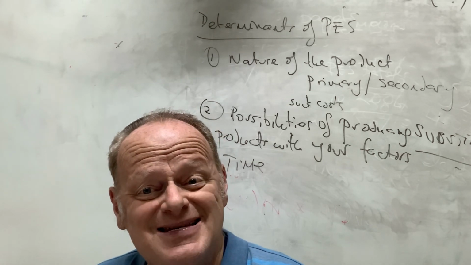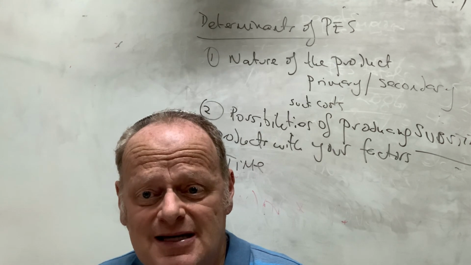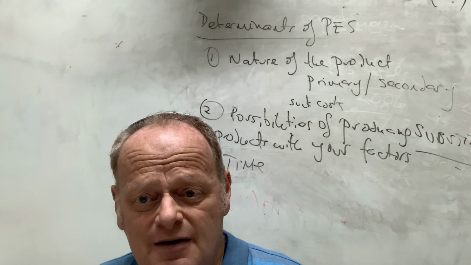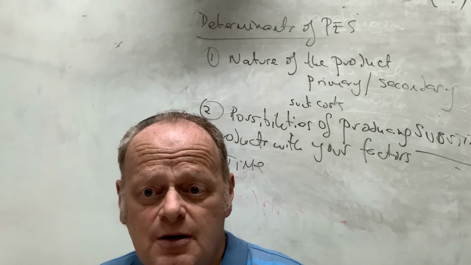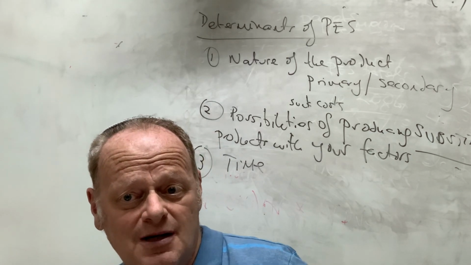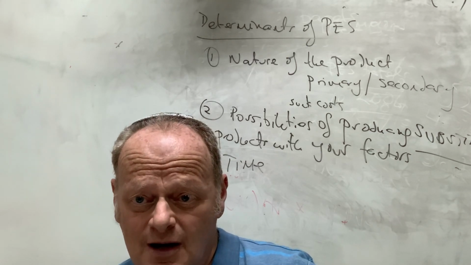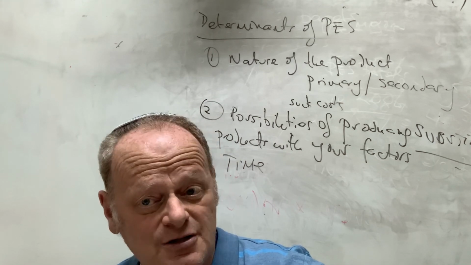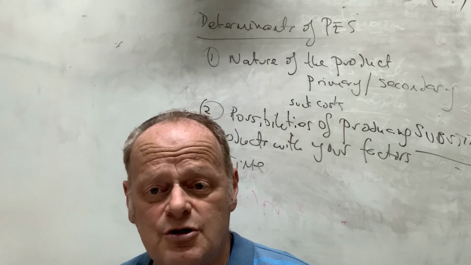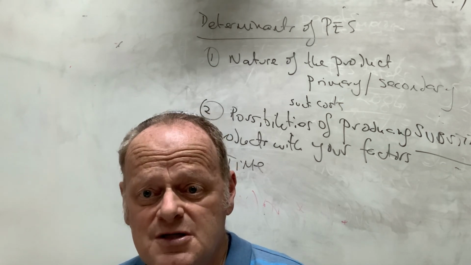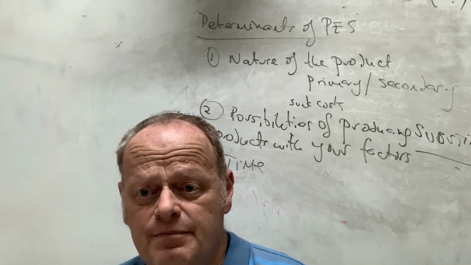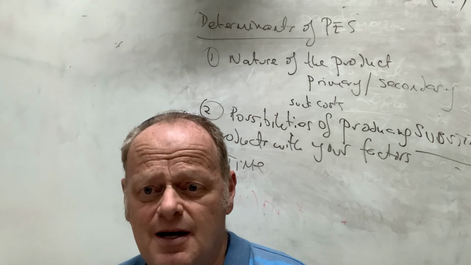But if the product is highly elastic in supply, then that's good news for the producer, because he's in a position where, if the price goes up, he can jump in and make a lot more profit. If it goes down, it doesn't really matter, because he can very, very easily change over to something else. As a general rule that you should know, primary products tend to be price inelastic in supply, sorry.